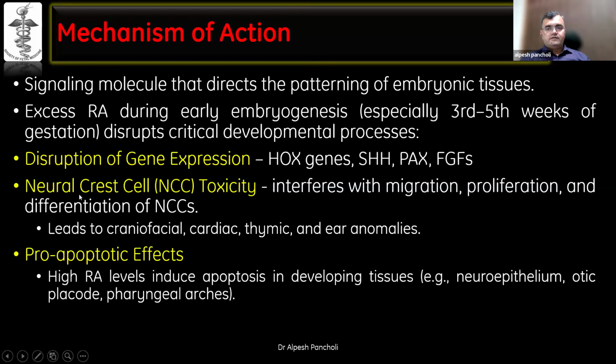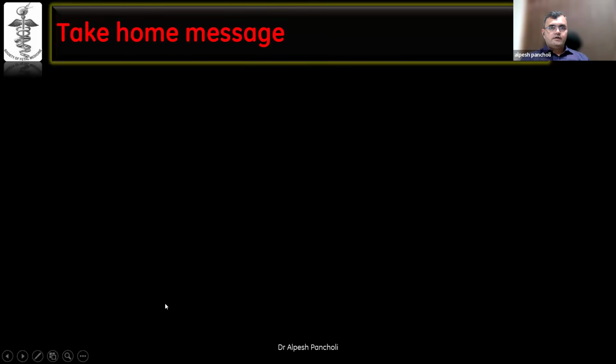It can interfere with the migration, proliferation, and differentiation of neural crest cells, which leads to craniofacial, cardiac, thymic, and ear abnormalities, and pro-apoptotic effects. High levels of retinoic acid induce apoptosis in developing tissues like neuroepithelium, aortic placode, and pharyngeal arches.